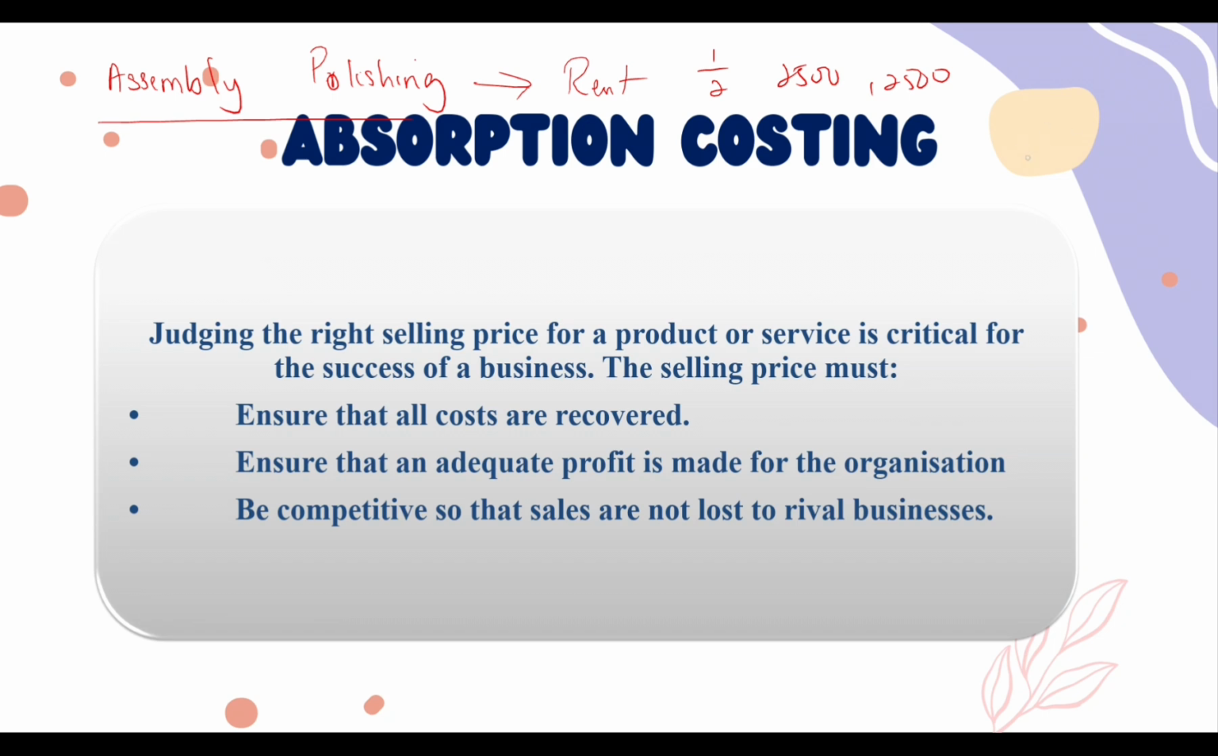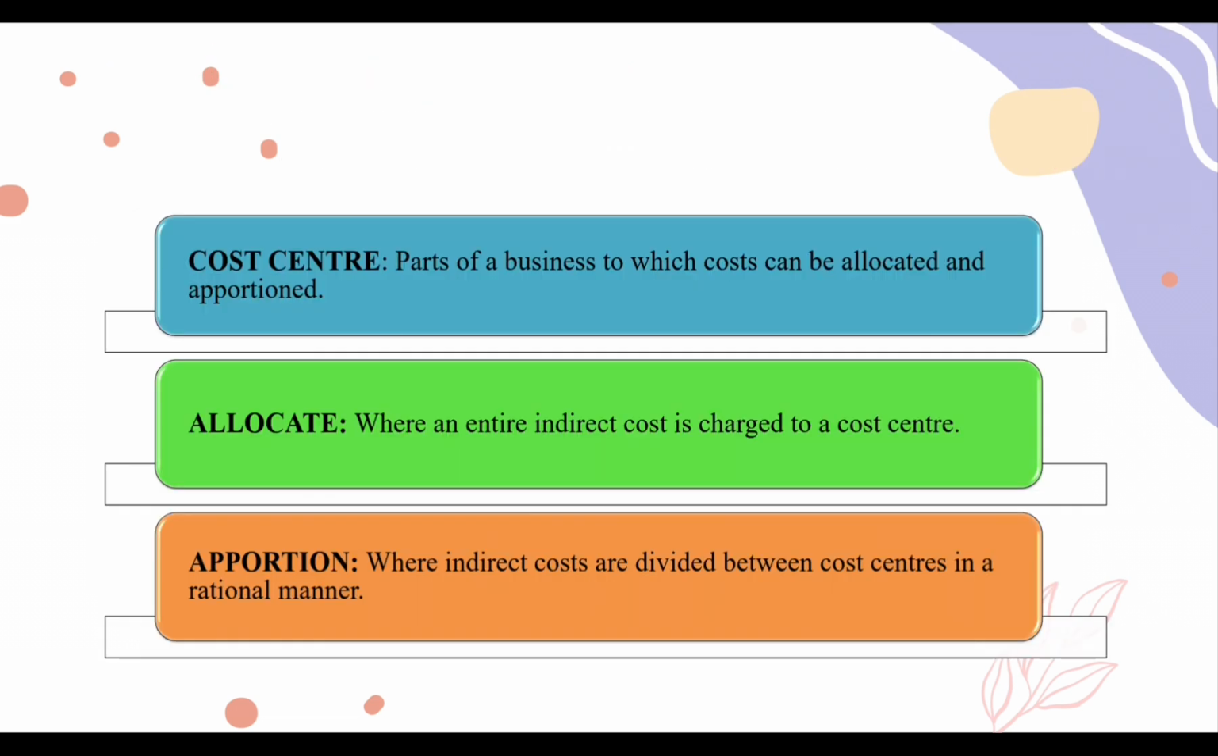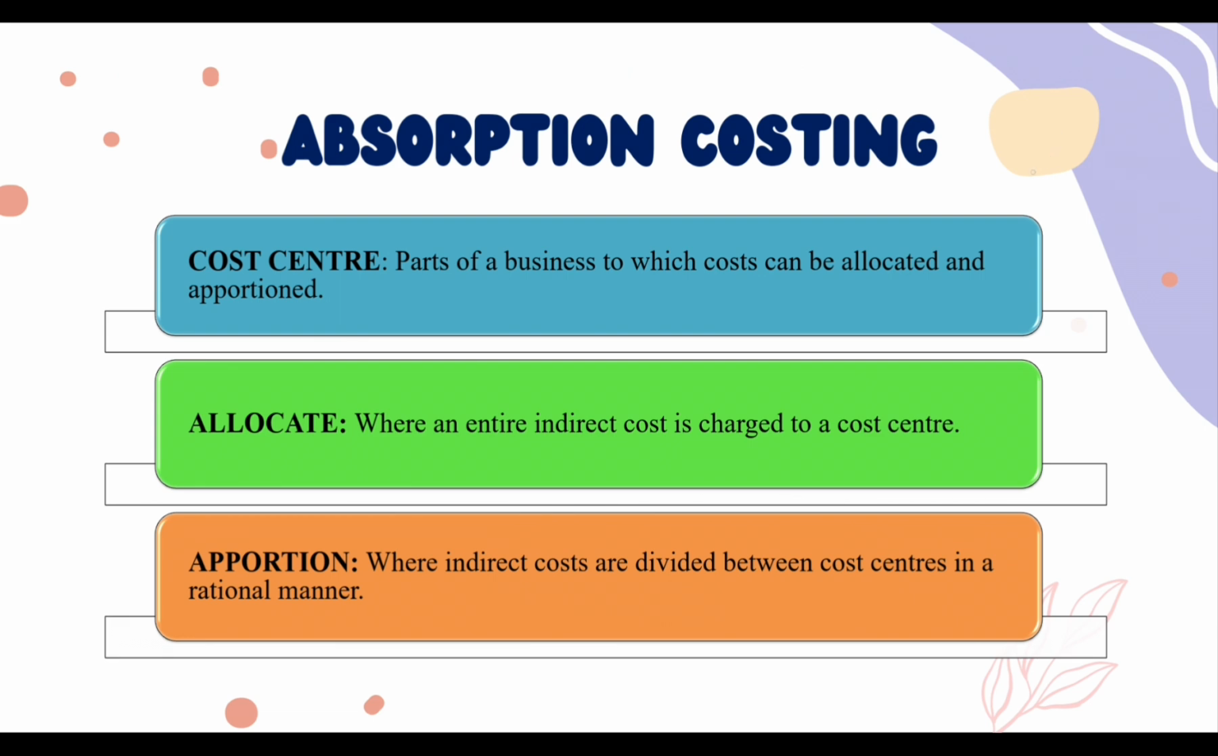In that process, we calculate something called the OAR, the overhead absorption rate, and this is how we share out overheads. Let me take you through further. We have cost centers. Just now I was telling you about assembly and polishing. These are two examples of cost centers because they accumulate costs. So we have assembly and we have polishing.